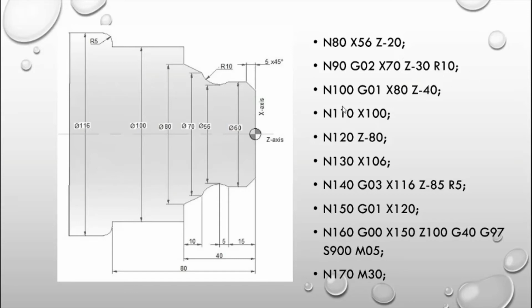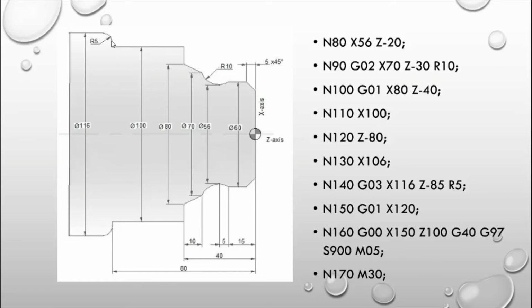And N100 is the sequence number. G01 is a linear interpolation and X80 is the position and Z minus 40 is this position. Our tool comes from this position to this position. After that X100, the tool comes from this position to this position. Z minus 80, our tool goes from this position to this position. After that the value of X is 106, and our tool goes from this position to this position.